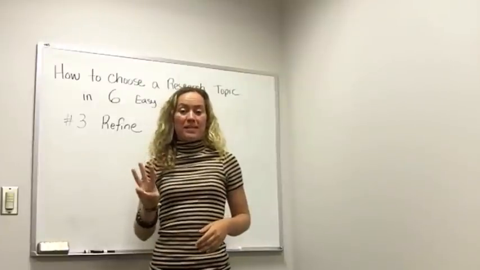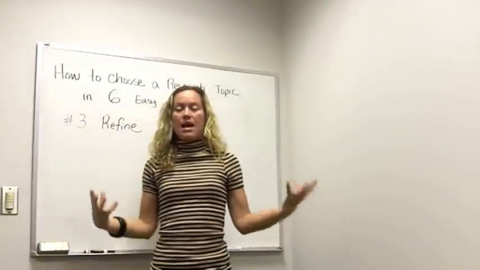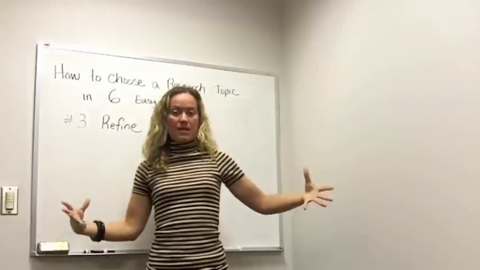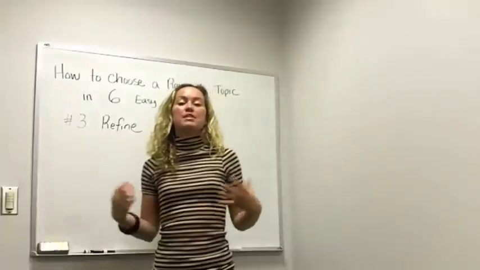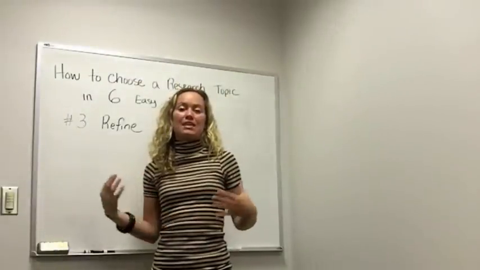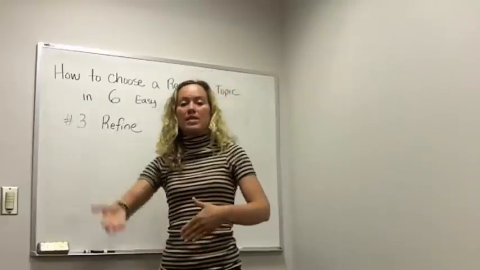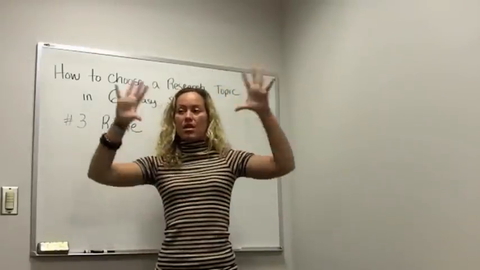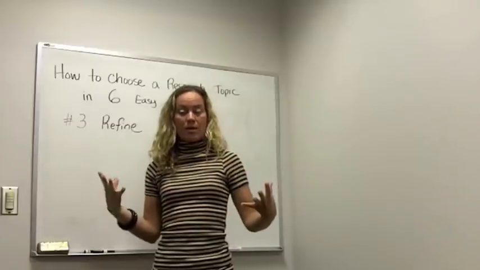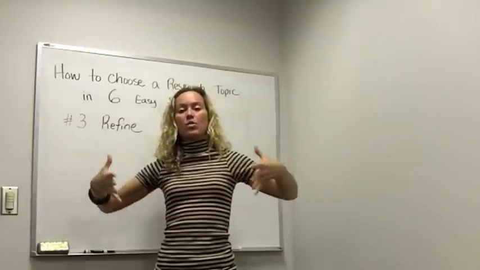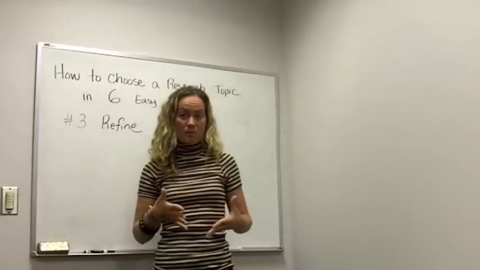Okay, step number 3, once you've brainstormed a bunch of ideas and expanded your possible topics, you need to refine. You need to refine, narrow, and direct your topic. So make it more specific. In step 2, we listed a lot of ideas and we expanded our possibilities. Now we're going to define and narrow our possibilities, so make them smaller.